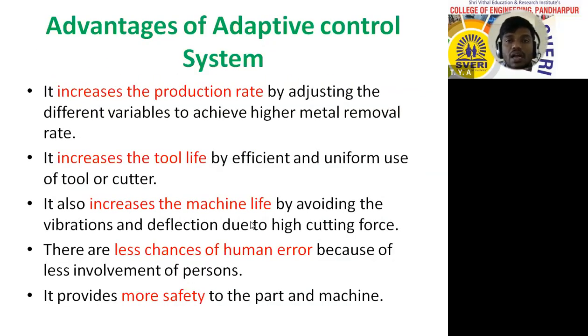What are the advantages of the adaptive control system? So it increases the production rate by adjusting different variables to achieve higher metal removal.